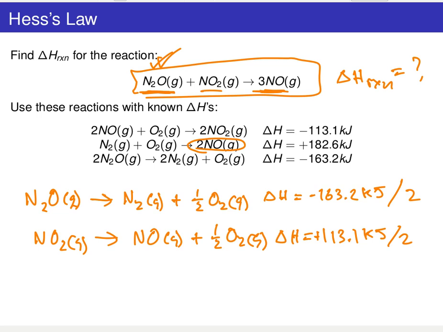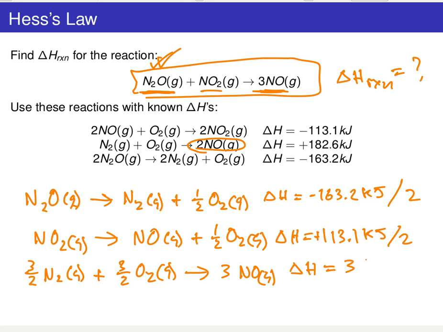So now we're going to take this reaction in the direction it's written. However, we're going to have to multiply by 3 halves. So we're going to have to take 3 halves N2 gas plus 3 halves O2 gas, to form 3 NO gas. And then our delta H is going to be 3 halves times 182.6 kilojoules. Okay. Then we can see if we add up all of these terms, we have a 1/2.